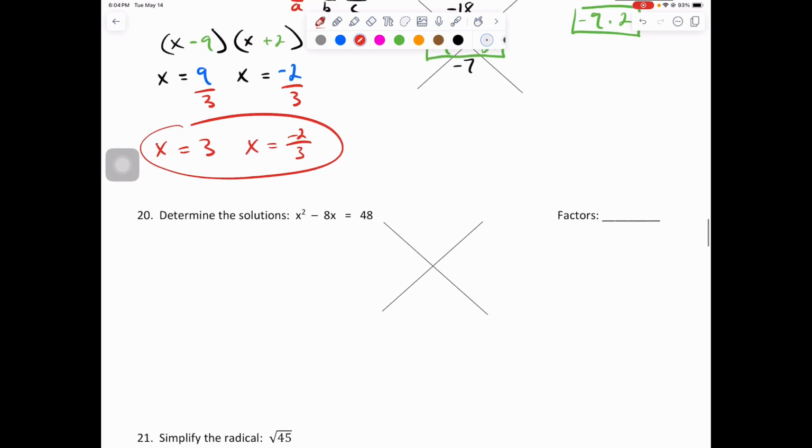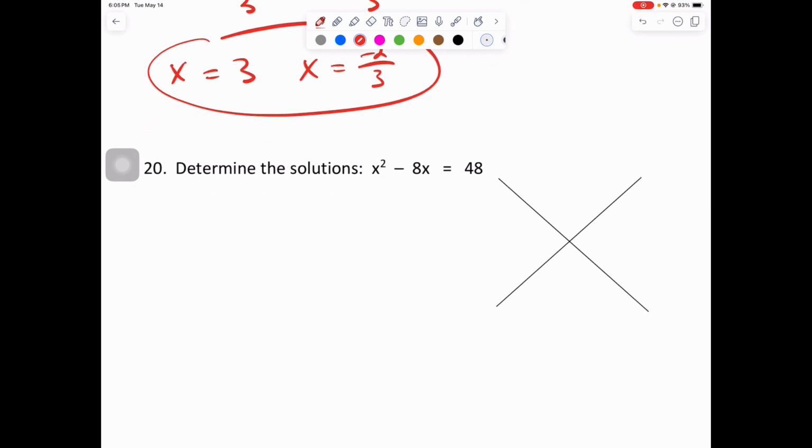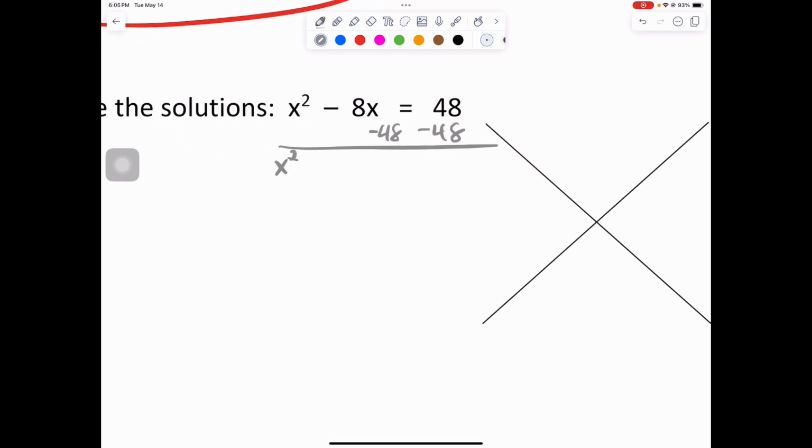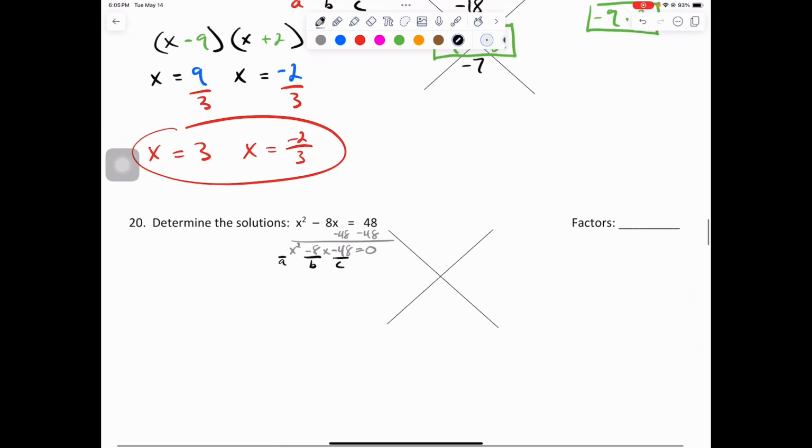Now again, for number 20, it wants us to determine the solutions of x squared minus 8x equals 48. Oh my goodness, why is that 48 off to the side? Because they want us to move it to make that side equal to 0. And how do we get rid of a plus 48? Yes, a minus 48. What we do to one side, we, yes, do to both sides. So that'll be x squared minus 8x minus 48 equals 0. Now you can label your A, your B, and your C values. All right, so we're looking for A times C, which will give us -48.